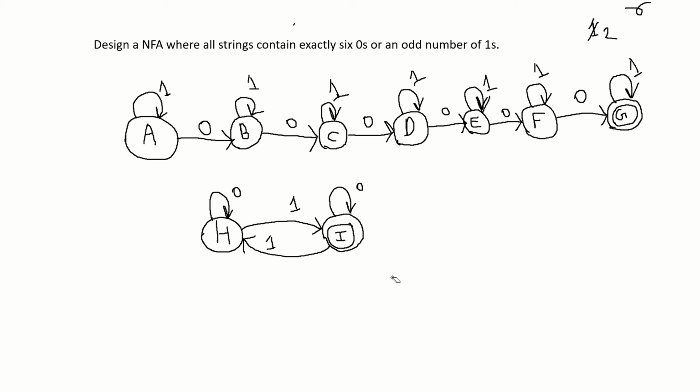Now we need to merge these two NFA to have our single NFA, right? So for that reason we will need to add a new state. This is our new state and we will merge this state with the previous two states with epsilon transition, right? So epsilon and there is another epsilon.